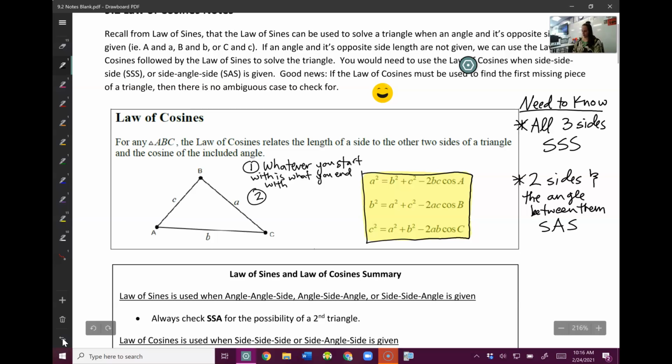Second pattern. You may notice that all of these have a -2, and they all have a cosine, because this is the law of cosines. There's always a -2 and a cosine.